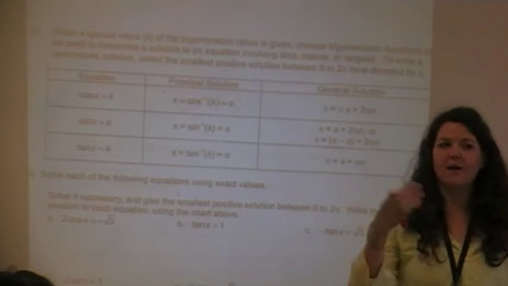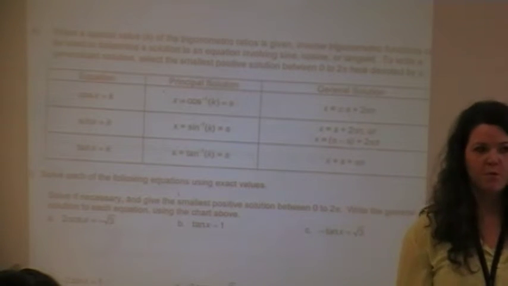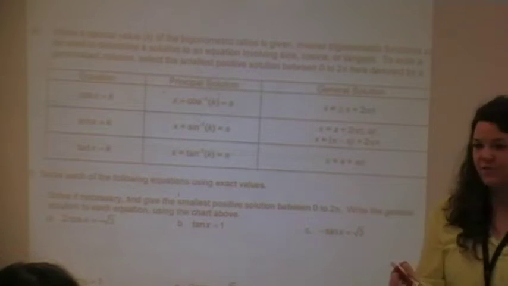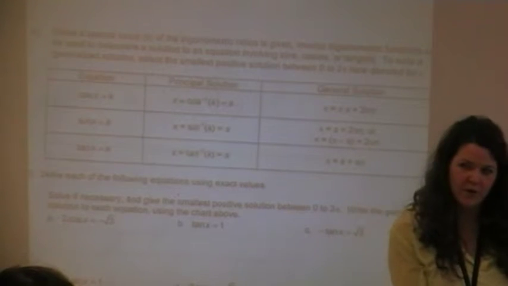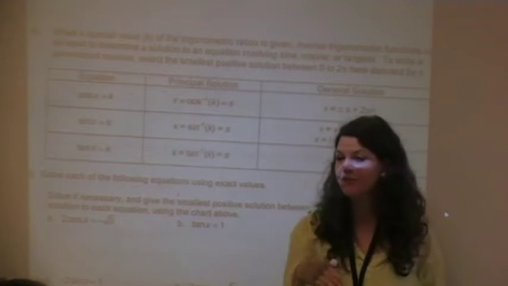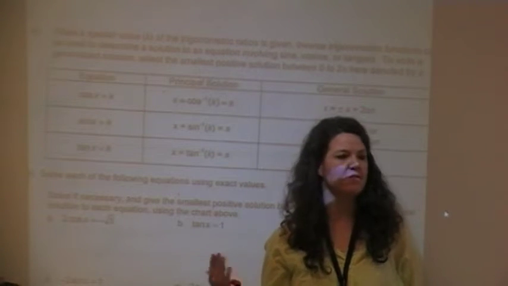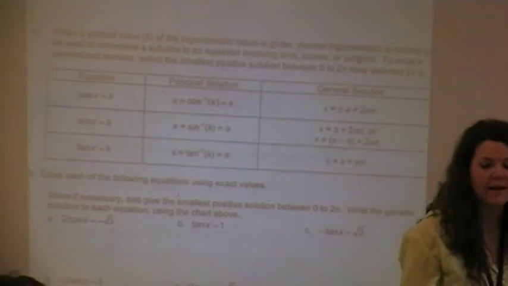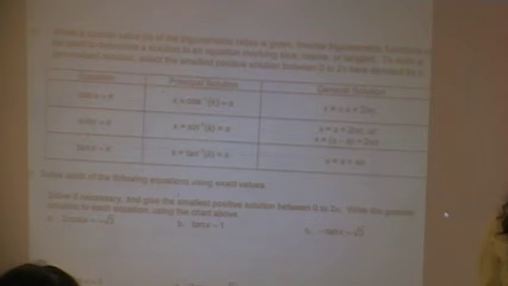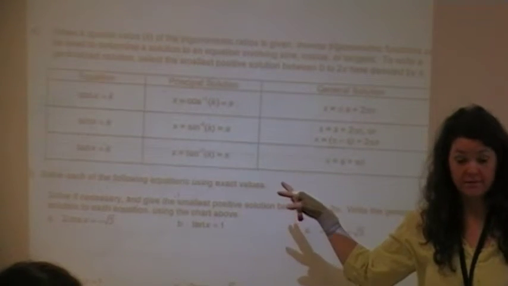You remember, I kept telling y'all cosine's the easy one, because the calculator's going to give you one answer, and what could you do to that one answer? Make it negative. Cosine was the easy one, you just made it negative. And then you'd add 360, add 360, add 360, or add 2 pi, add a trip around the unit circle. Okay, that's what this chart is explaining.